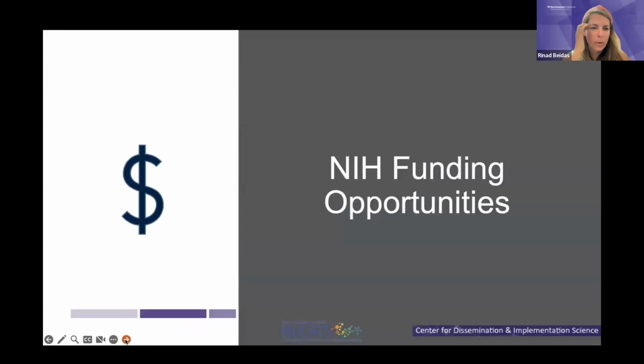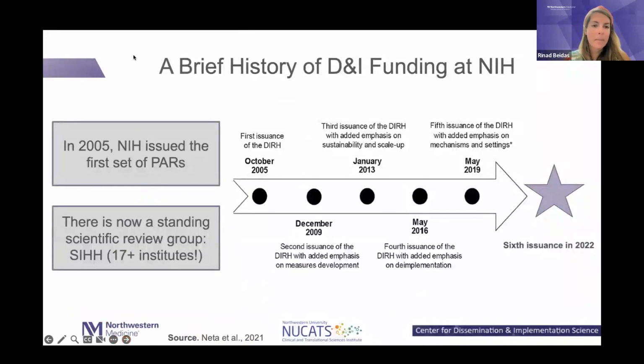So I want to tell you a little bit about what is available from NIH in terms of funding in this space. Just to give you a brief history, 2005 was the first year that NIH put out a set of program announcements explicitly focused on dissemination and implementation science. So that's really the starting point.